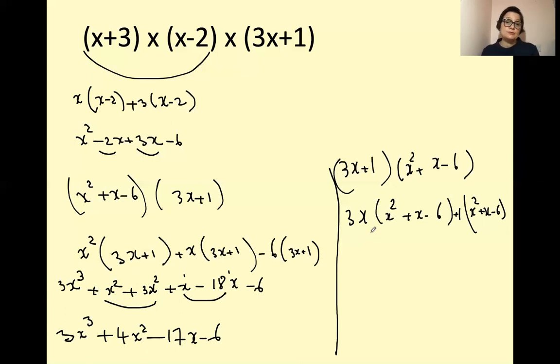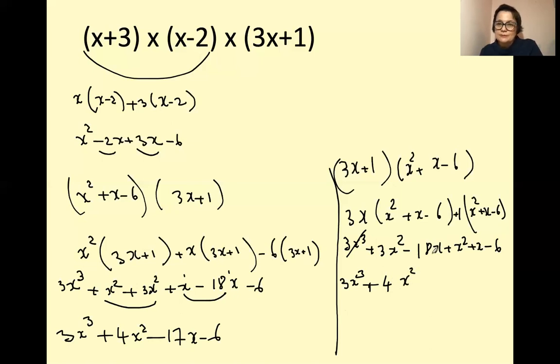Let's see if we get the same answer if we follow the other strategy. So here I have 3x to the power of 3 plus 3x to the power of 2 minus 18x, and then plus x to the power of 2 plus x minus 6. Right, 3x to the power of 3, I don't have any other, so leave 3x to the power of 3 as it is, cross it out. 3x to the power of 2 plus x to the power of 2 is 4x to the power of 2. Minus 18x. So I'm going to cross them out before now.